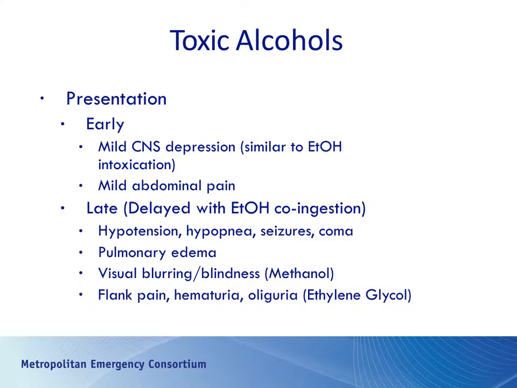The reason these things are poisonous is because they're converted into byproducts that are dangerous to the patient. Typically, though, when they're first ingested, the patient may appear a little intoxicated, as if they've been drinking regular alcohol, and they may have some mild abdominal pain. Later in the course of their illness, they may develop hypotension, hypothermia, seizures, and coma. If it's methanol, they may develop blindness, and blindness may be one of the initial presenting symptoms. And if it's ethylene glycol, they may develop renal symptoms such as flank pain. They may have blood in their urine, or they may stop making urine.